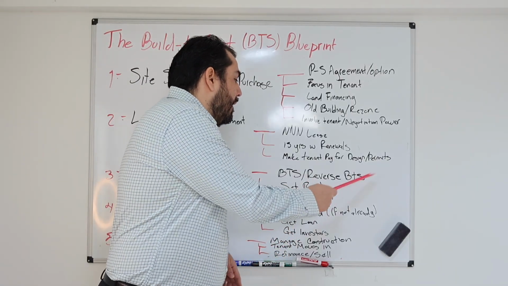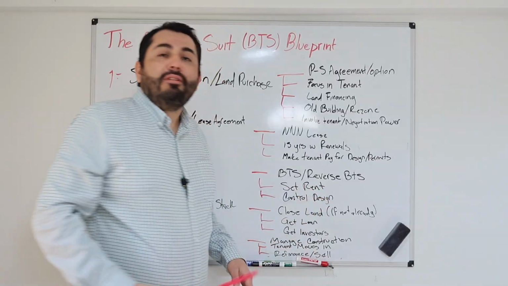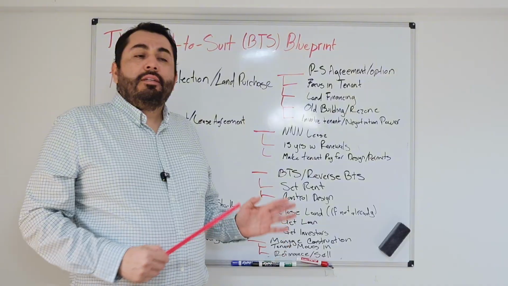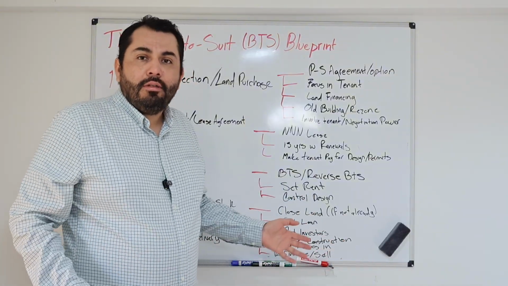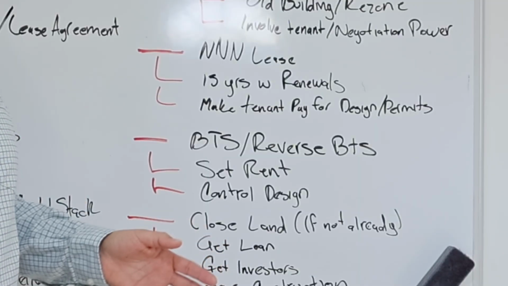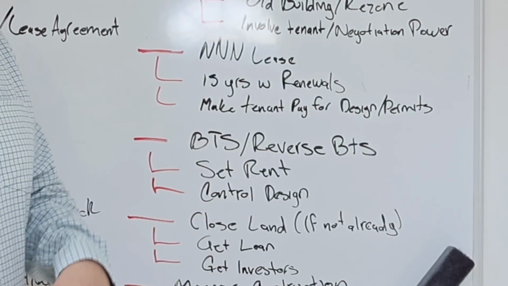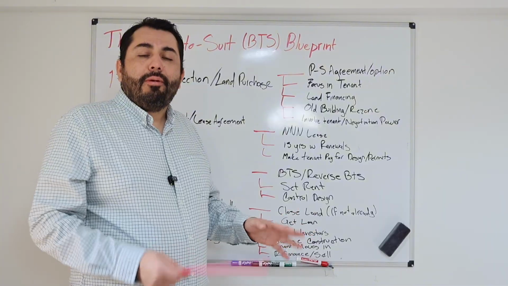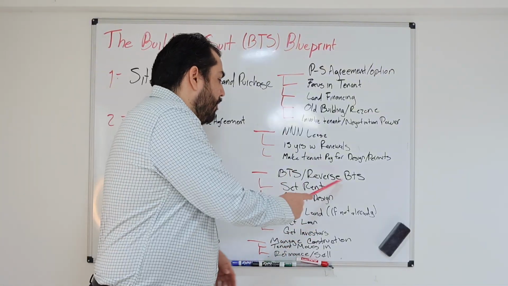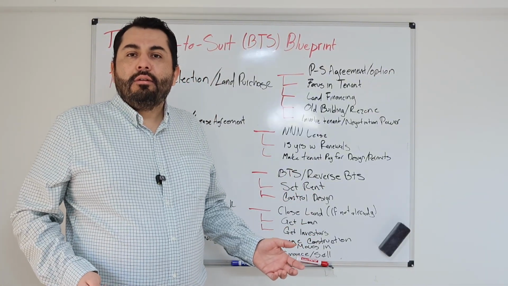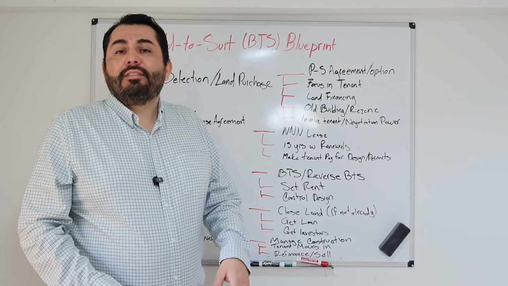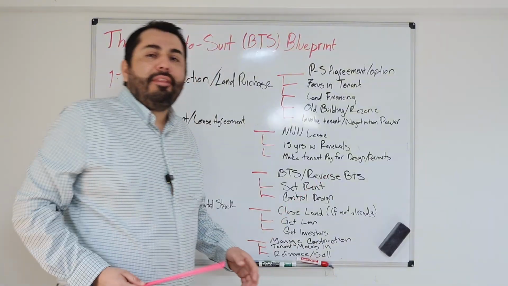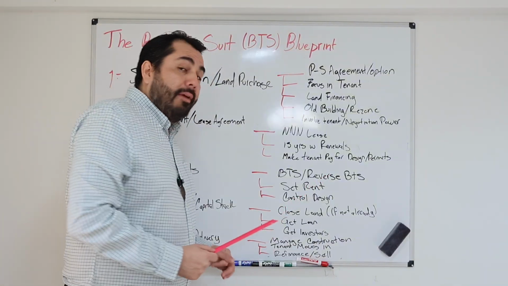But there is another way that is called reverse build to suit. Okay, so in reverse build to suit, basically you give them the power to design. They have their in-house design team and they design everything, they get the permits. So you usually lose much control over that. In both of these, you finance the project. You buy the land and you finance the construction and everything. But the difference is they take care of the design and the permits.